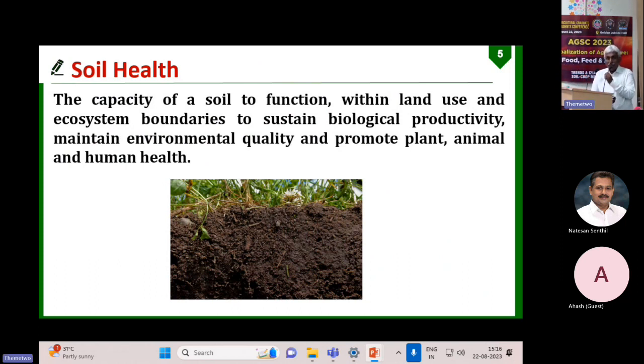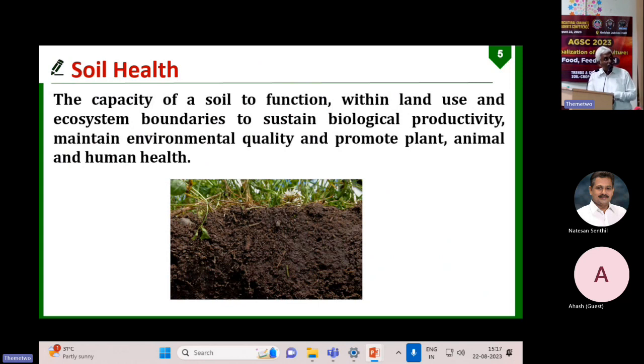The activities of human beings in the agriculture process are ultimately resulting in degradation. Based on the gravity of this problem, there is a need to maintain soil health to meet our requirements.